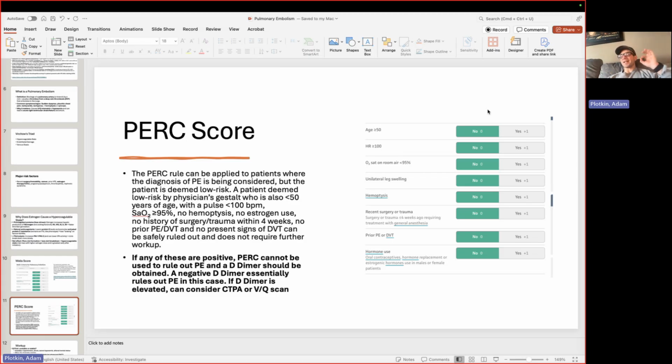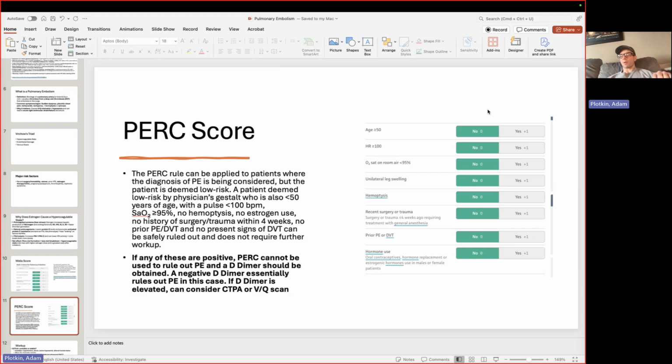D-dimer is a very sensitive marker for PE. It is extremely non-specific, right? D-dimer can be elevated in a million things, right? So if the D-dimer is elevated, I say, okay, PE is still on the table. Let me go get a CTPA, right? The gold standard diagnosis, okay?